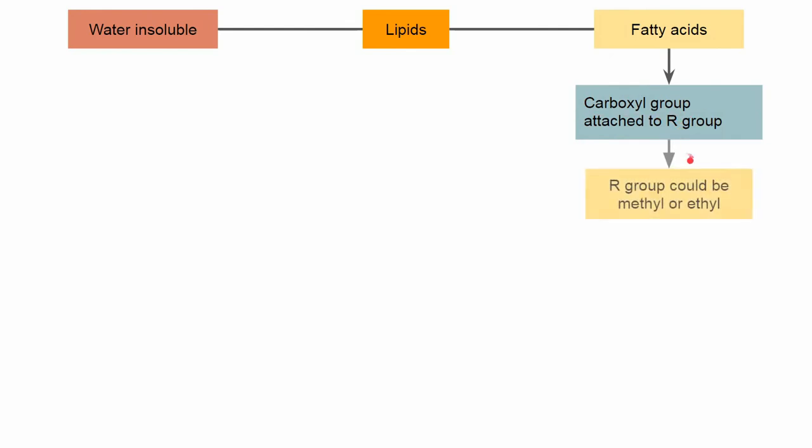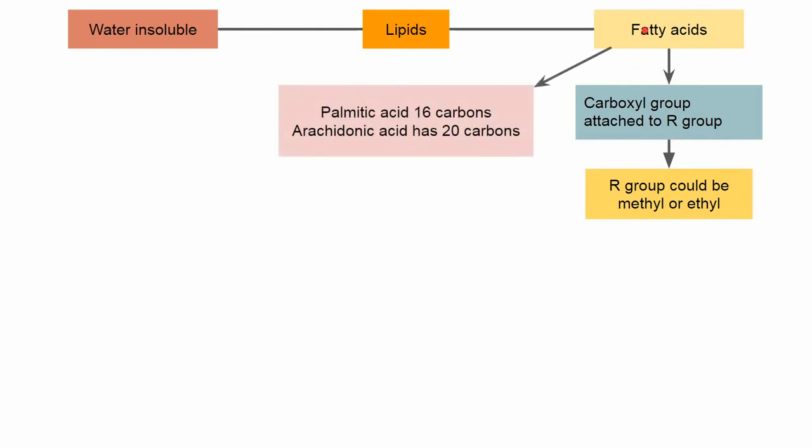And the R group can be either methyl or ethyl. So some examples for fatty acids are palmitic acid, which is mainly made up of 16 carbons. So 16 carbon also counts the carboxyl group. And one more fatty acid is the arachidonic acid, which is mainly containing the 20 carbons, including the carboxyl carbon. So the fatty acids may be either saturated or unsaturated ones.